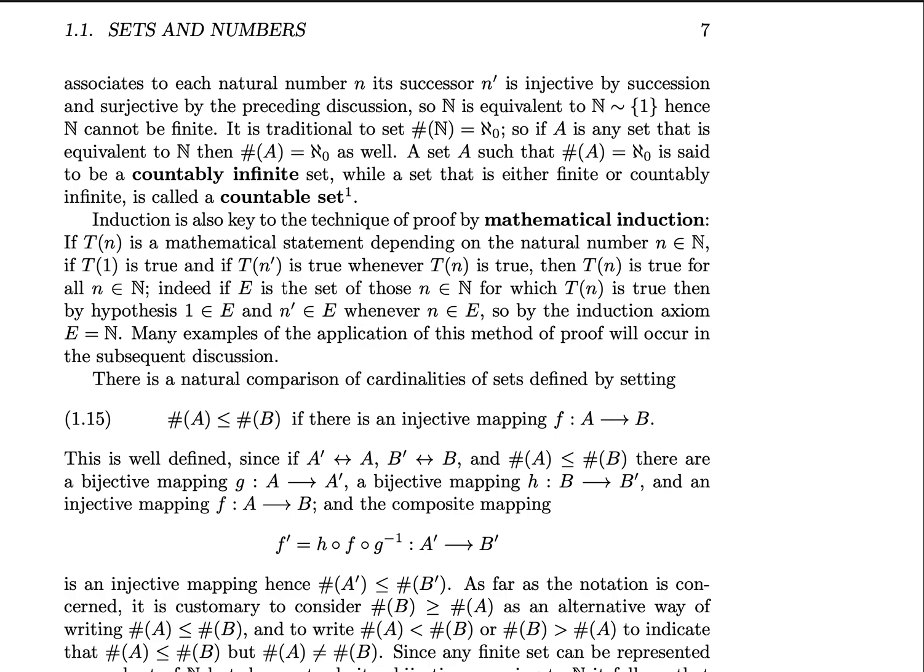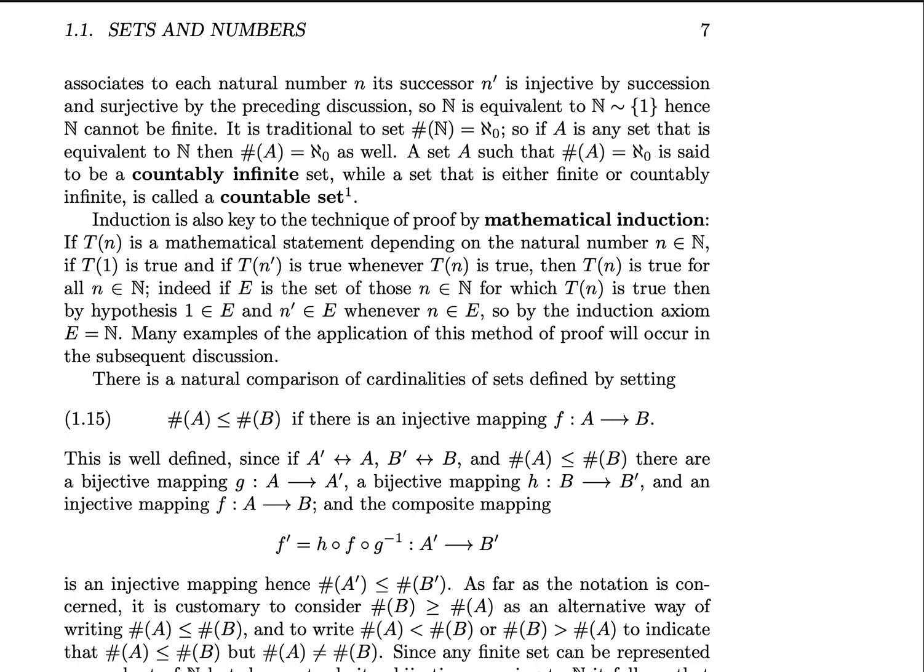Now we'll discuss mathematical induction before leading up to the Cantor-Bernstein theorem. Induction is the key method to a type of proof called proof by induction, and it goes as follows. If T(n) is a mathematical statement depending on the number n in the natural numbers, and if T(1) is true, and if T(n') is true whenever T(n) is true, then T(n) is true for all n in the natural numbers.